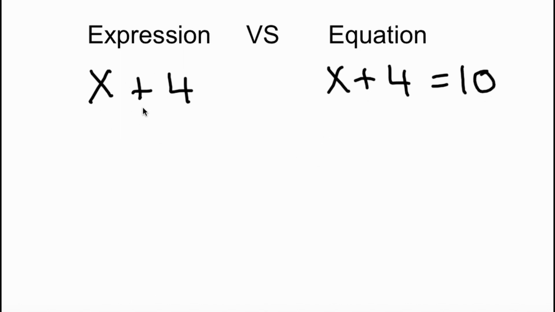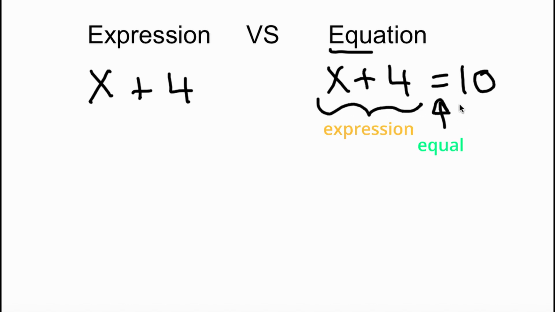Now this is again called an expression. To be more specific, this is an algebraic expression. This one is an equation. Why? Because it contains the equal sign and the two sides are equal to each other. That's why we get the name equation. So what is an equation? Well, an equation is an expression equal to another expression.